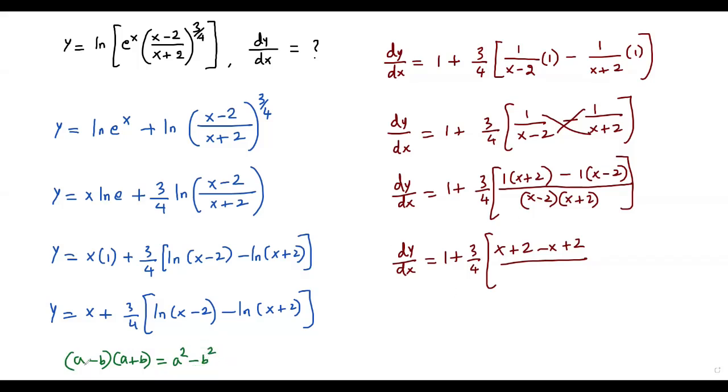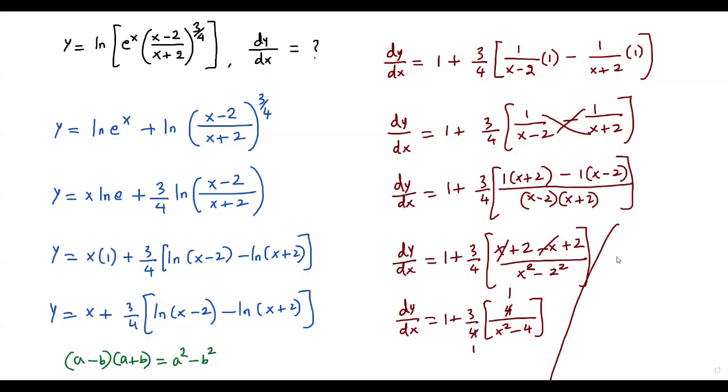So here instead of a in our problem we have x, for b we have 2. So for a square negative b square, what should I write? I have to write x square and negative 2 square. So this positive x negative x will cancel out. So I'm getting dy over dx is equal to 1 positive 3/4 times. When I combine this 2 and 2, it will become 4 over x square negative this 2 square will become 4. So this 4 goes into 4 one times, 4 goes into 4 one times. So dy over dx equals to 1 positive 3 times 1 is 3 over x square negative 4.